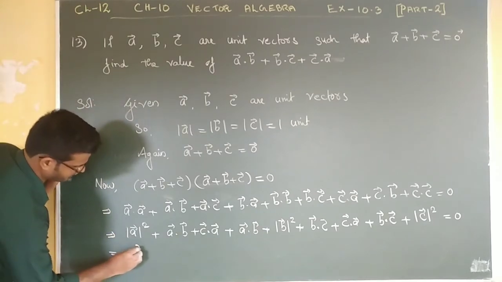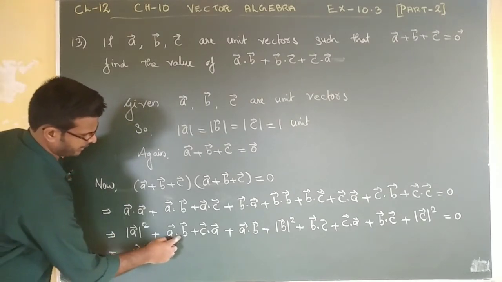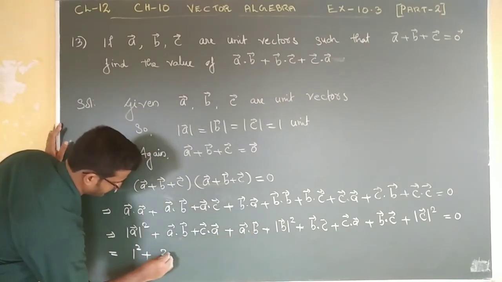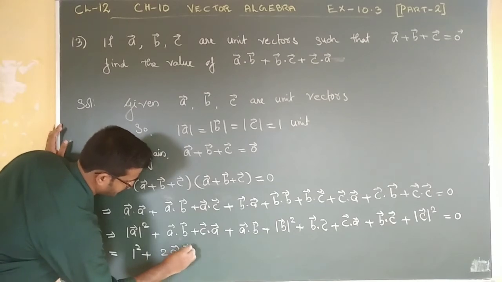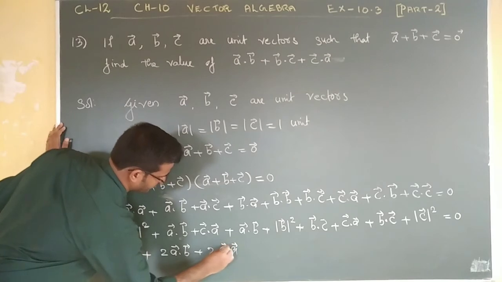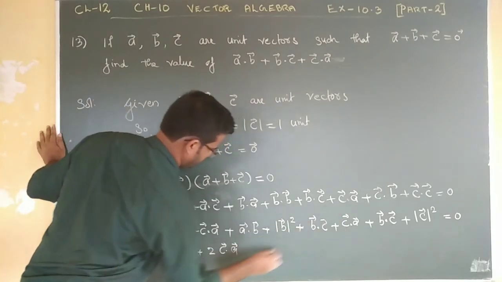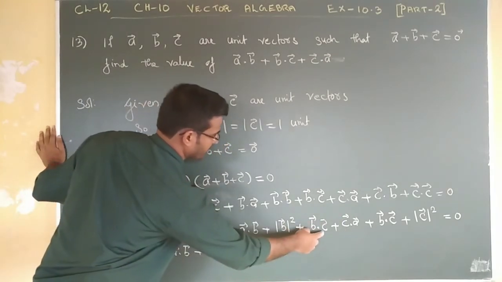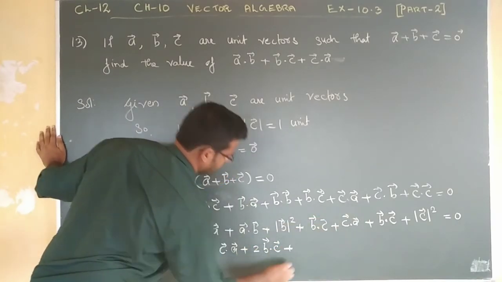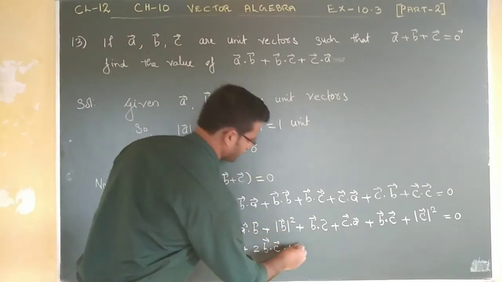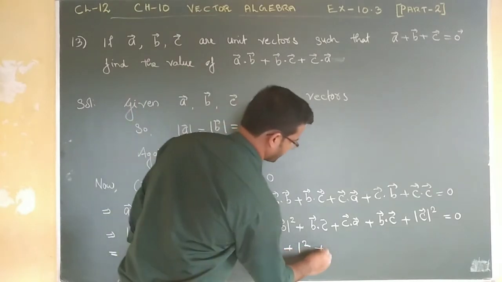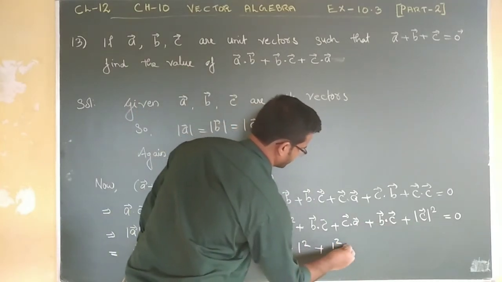What is magnitude of A vector? That is 1 square plus A dot B, plus again you can see one more A dot B. You can write that as 2A dot B plus this one C dot A, 2C dot A, one again more 2, isn't it? Plus again B dot C, 2B dot C plus modulus of B vector is 1 square plus modulus of C vector also 1 square equal to 0.